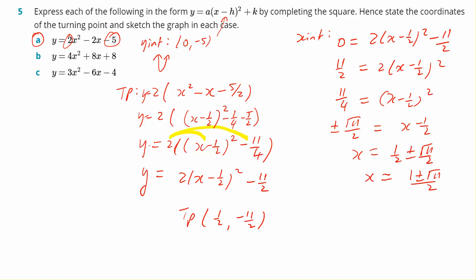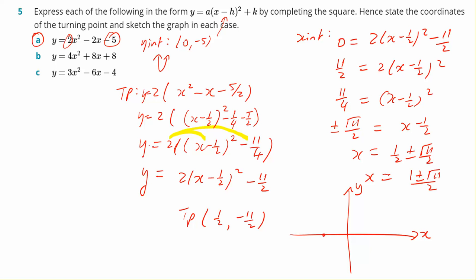Now again, we need a guesstimate. We need to see whether 1 minus root 11 over 2 is in the positive region of the x-axis or the negative region. So we know that root 9 is 3. If I minus a number that's a bit greater than 3, because root 11 is a bit greater than root 9, then we know that's going to be in the negative region. So I already know where I'm going to place the x-intercepts, which happen to have surds in them. So 1 minus root 11 over 2 would be somewhere in the negative region.